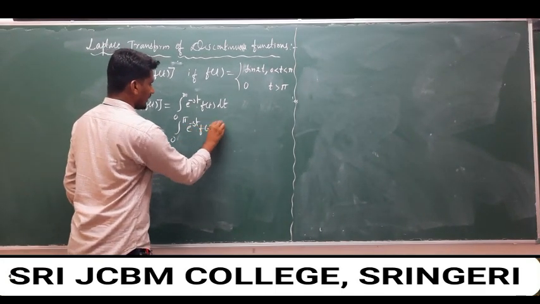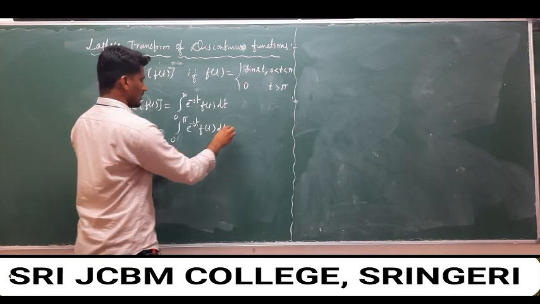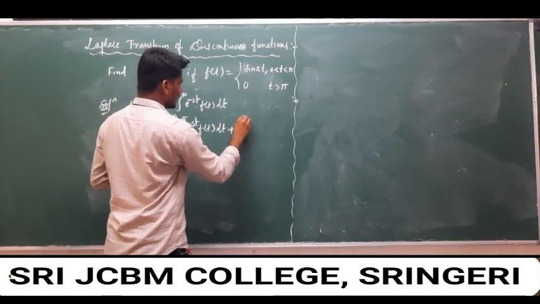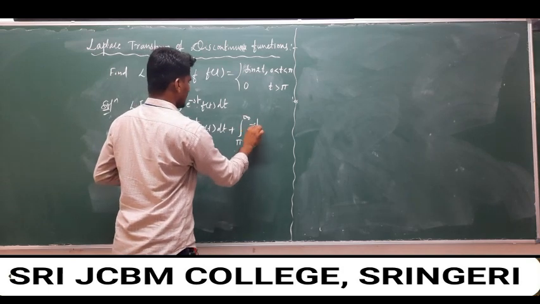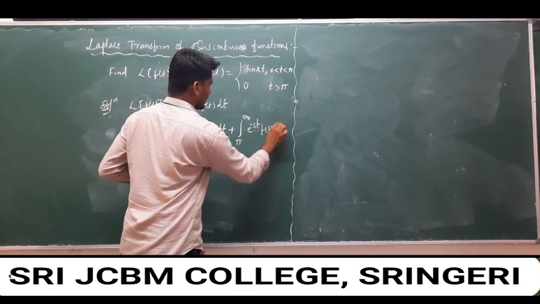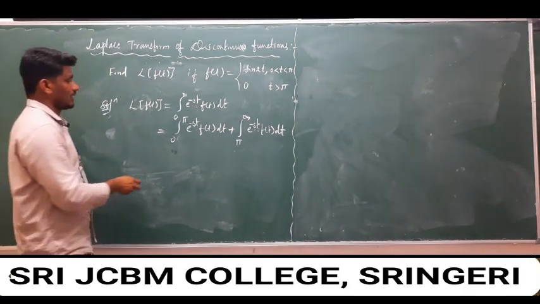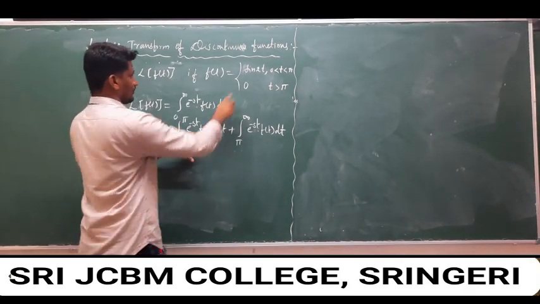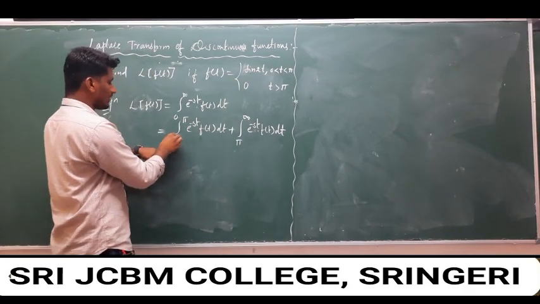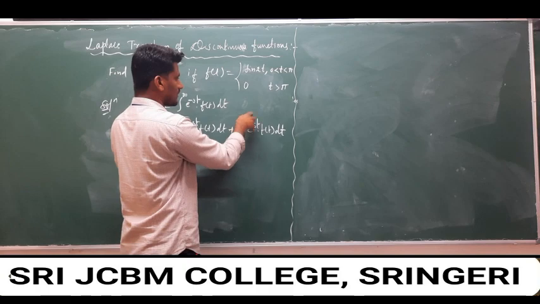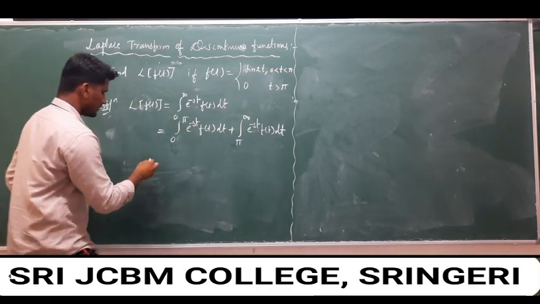plus the integral from pi to infinity of e^(-st) f(t) dt, where f(t) is equal to 0. Now f(t) value is sin 2t when the limit values are 0 to pi. When the limit values are pi to infinity, then f(t) value is 0.